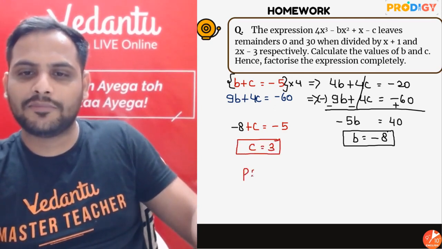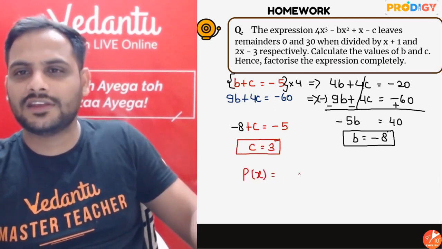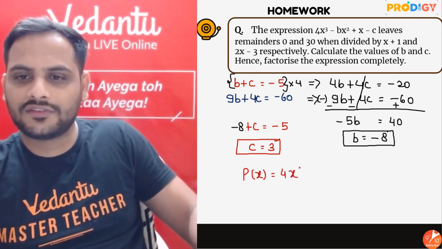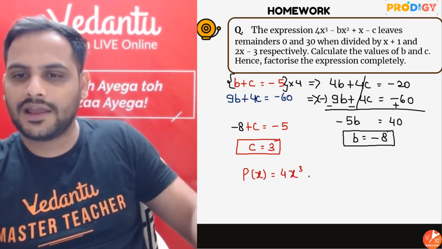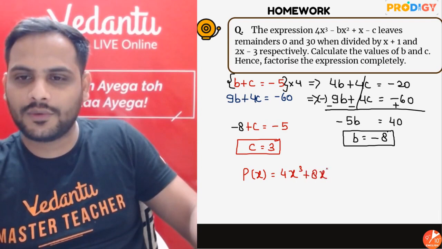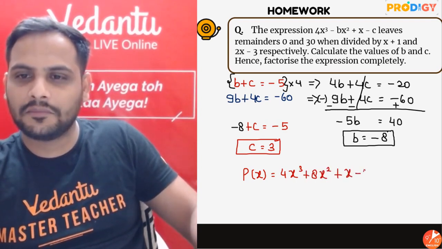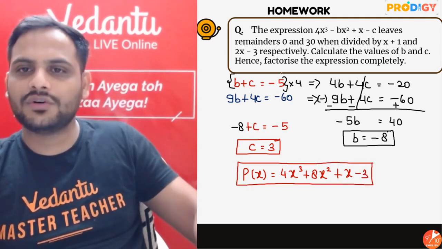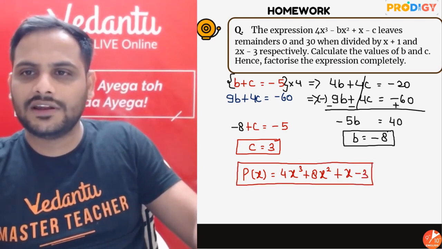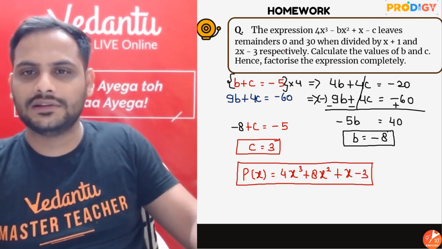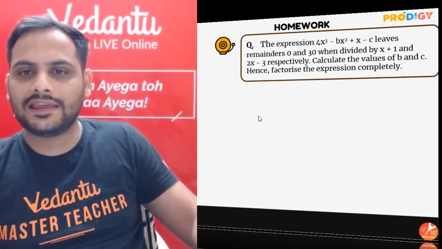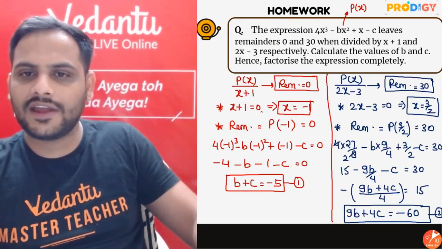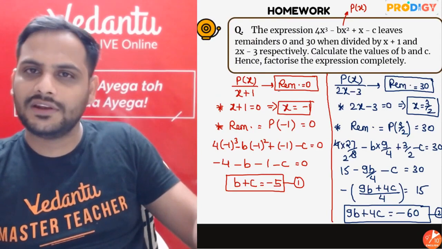So I can say my polynomial p(x) is equal to 4x cube, minus into minus will be plus 8x square plus x minus 3. Alright beta. According to the question, when it is divided by x plus 1, the remainder is 0, so I can say x plus 1 is a factor. x plus 1 is a factor.